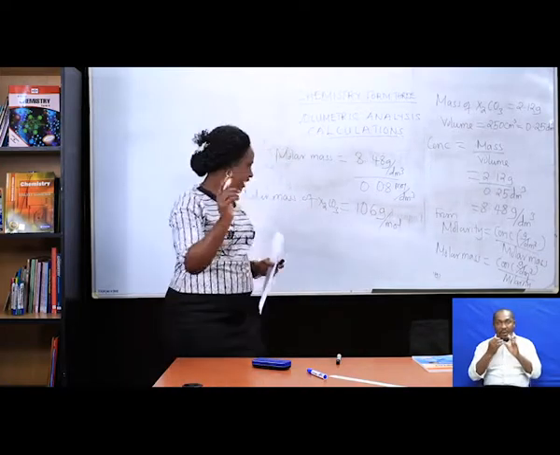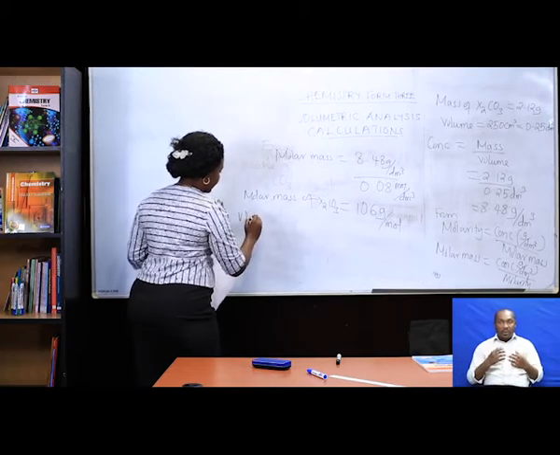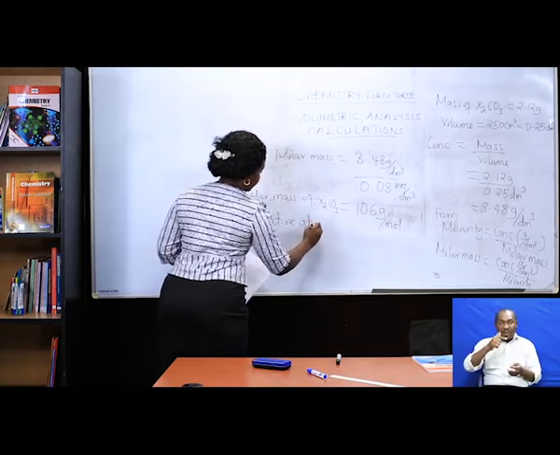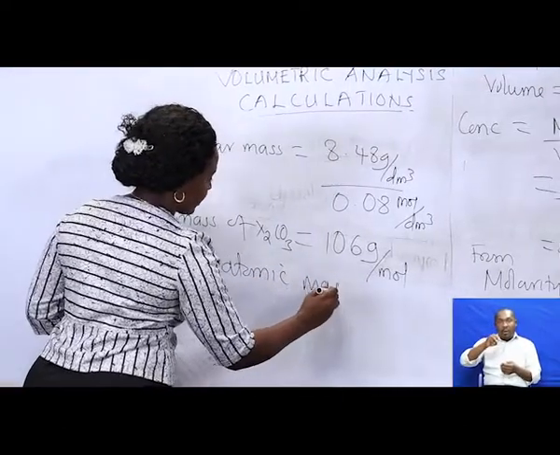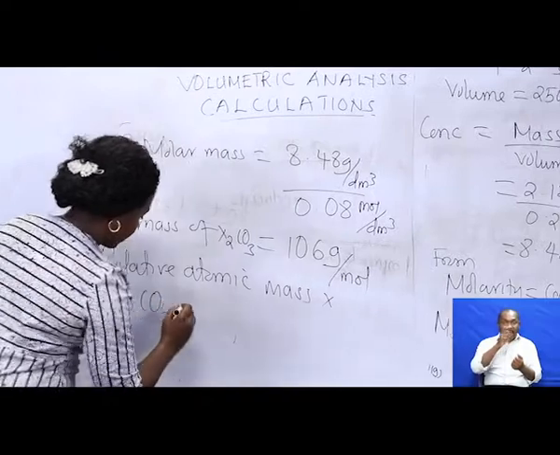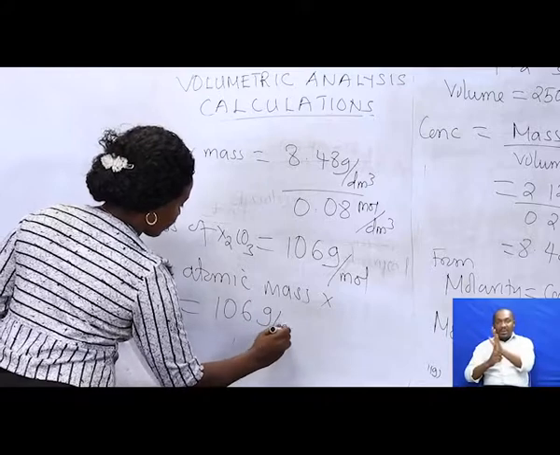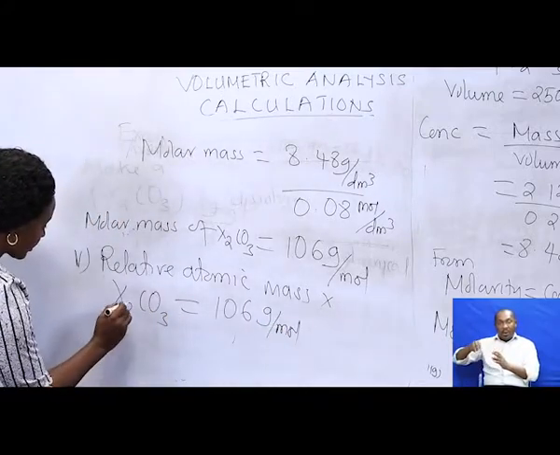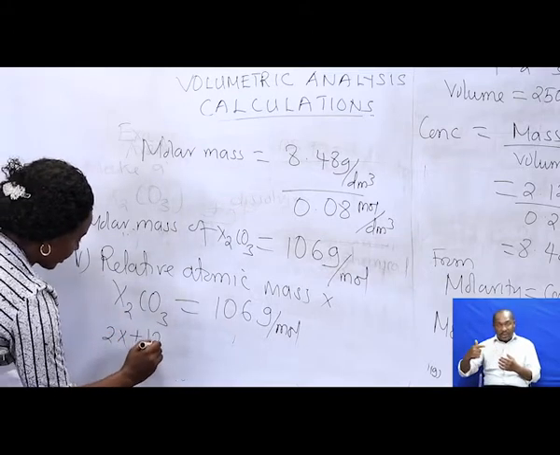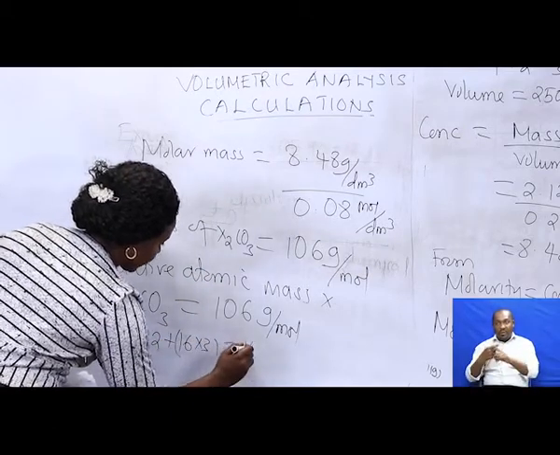Then what next? The other question, number 5, requires you to find the relative atomic mass of X and the name of X. You must take X2 carbonate, add, and you must get 106 grams per mole. So it will be 2x, the subscript 2 becoming a coefficient, plus molar mass of carbon 12 plus molar mass of oxygen 16. How many atoms are there? There are 3. The total makes 106.